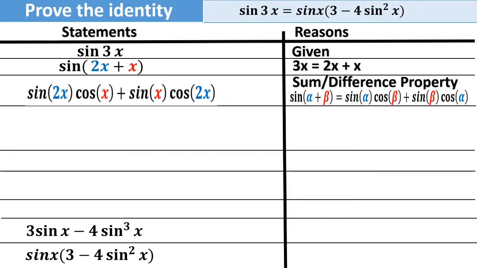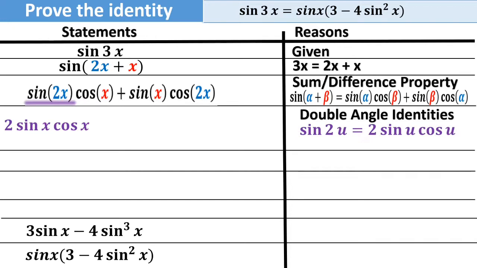Now I see some double angle identities. There is only one double angle identity for sine. I will replace sine of 2x with 2 sine x cosine x. The other double angle identity I see is cosine 2x. I have three options when making a substitution for cosine of 2x, as there are three double angle identities for cosine.